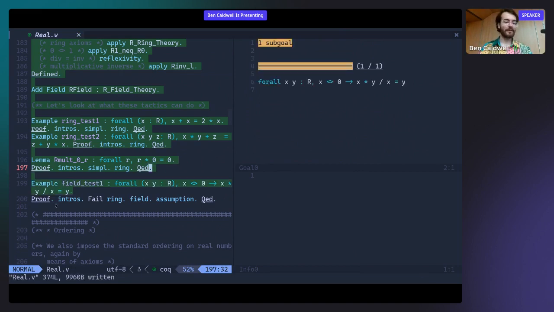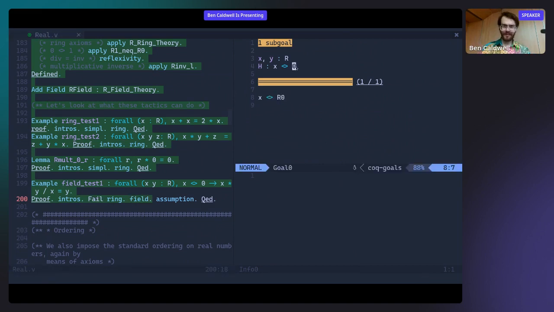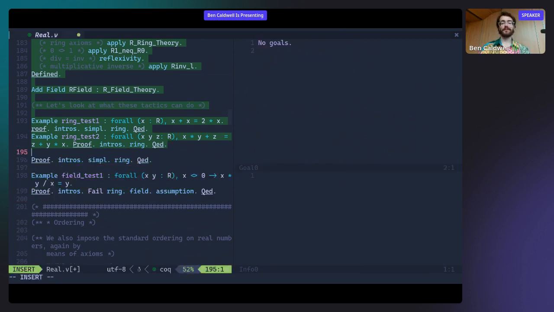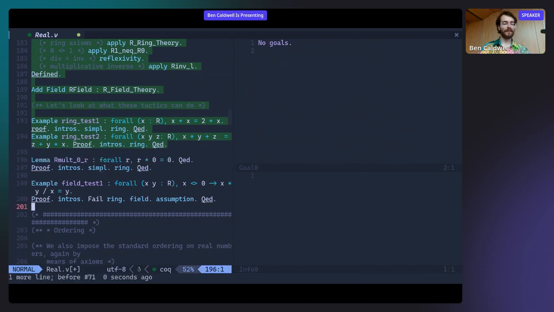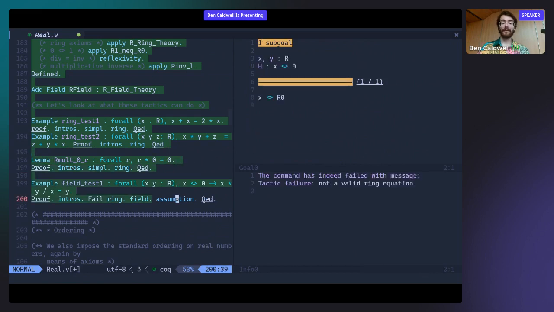And fields work in the same way, right? Fields typically will come in when you actually have some sort of division involved, right? So if we tried to just do a ring here, it's not going to be able to do this. Rings have no concept of division. So instead we have to use the field tactic. And that leaves us with this x not equal to R0. And these look very similar. In fact, they are the same because that 0 back there has an I and R in front of it, so it'll eventually become R0.